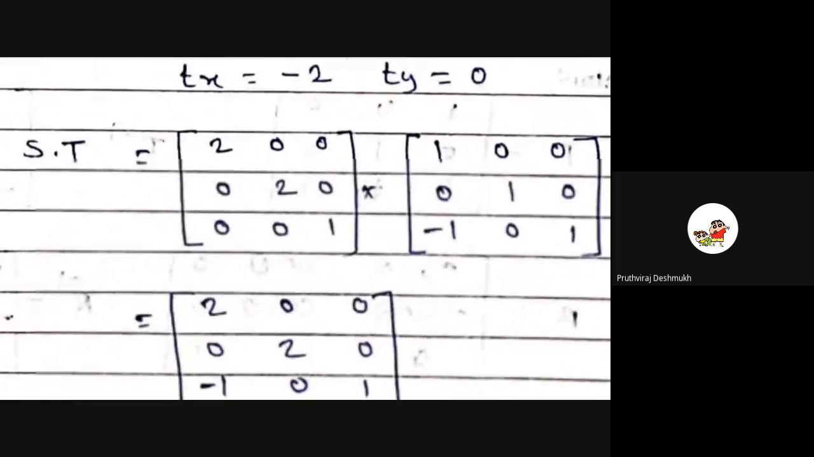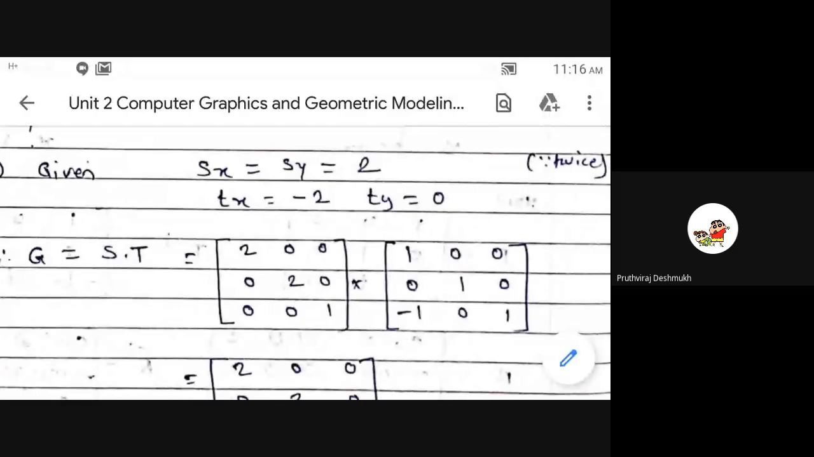Now you can start the multiplication of these two matrices. First row, first column, second row, second column, and third row, third column. In this way you can solve the matrix. You can solve this problem after the lecture because one remaining problem is there, which we have to take today only. I think only 45 minutes are remaining.